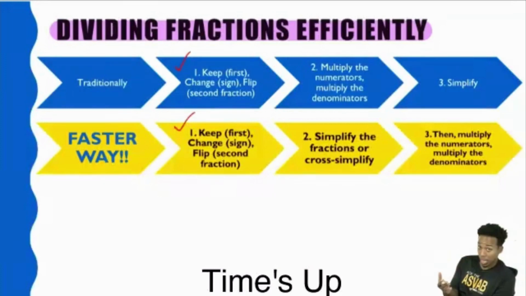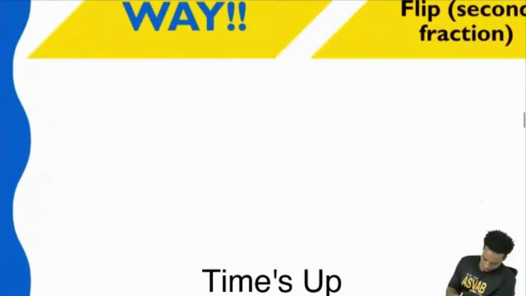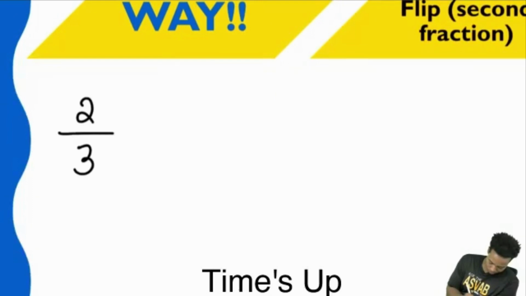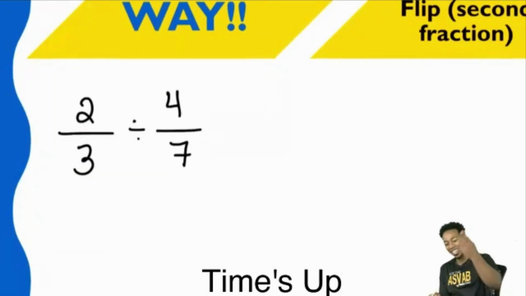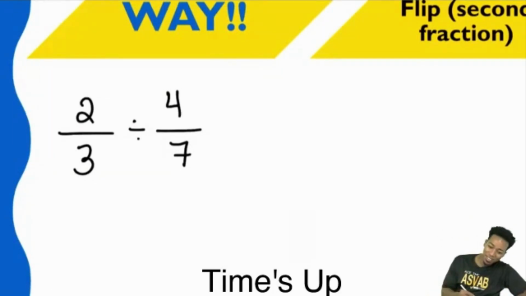So with that said, you're going to keep the first fraction the same. You're going to change the sign or operation from division to multiplication, and then you're going to flip the other fraction, and that's it. So for example, let's say we are doing 2 over 3 divided by, and someone give me a random fraction. 4 over 7, using different numbers. Divided by 4 over 7. So with that, let's learn how to keep, change, flip.